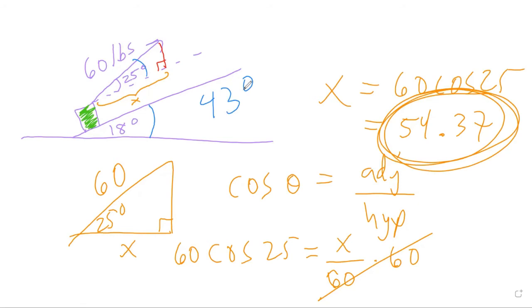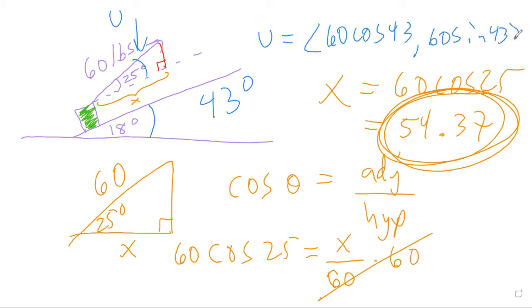We could do 43, like when they call this vector u, and how u is, what was it, like 60 cosine 43, and then 60 sine 43. You can do that there to find the components of this vector. But we didn't want that. We only wanted the effective force of the box being pulled up the ramp, which was represented by X.